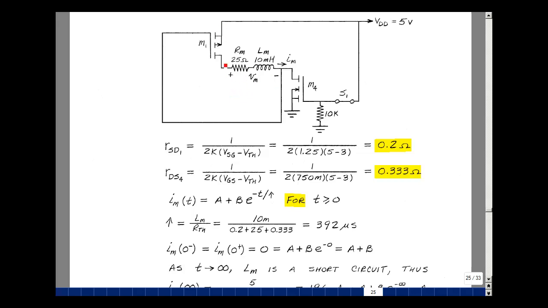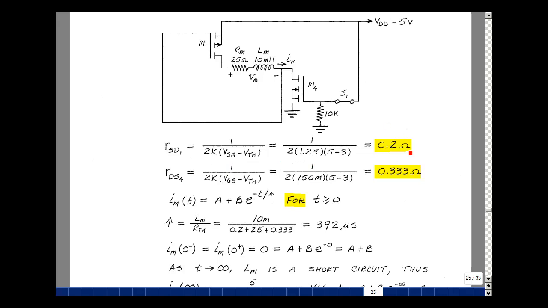Let's calculate the resistances of these MOSFETs that are in the ohmic region. In supplemental problem 412, we had a formula for the resistance, and for the P-channel device, it was 1 over 2K times the quantity source to gate voltage minus threshold voltage. K is 1.25 amps per volt squared. The source to gate is 5 volts, and our threshold is 3.